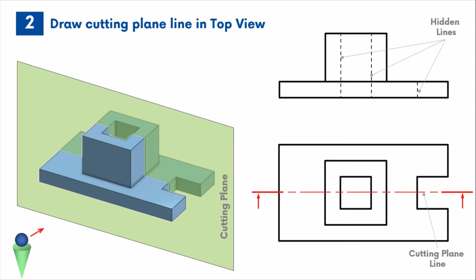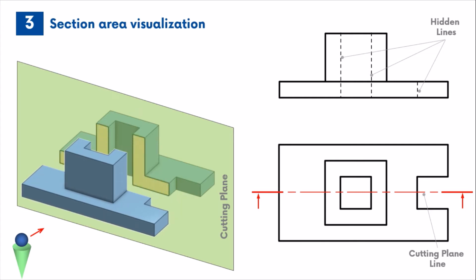In the next step, the section area visualization is done, in which an imaginary cutting plane divides the part into two halves. The portion of the component between the viewer and the plane is imagined to be removed, and the remaining part is then viewed normal to the cutting plane. A 3D simulation is demonstrated here just to aid the audience visualization.